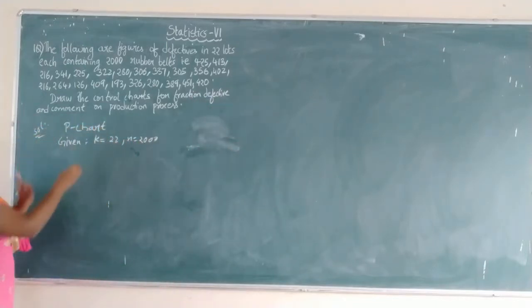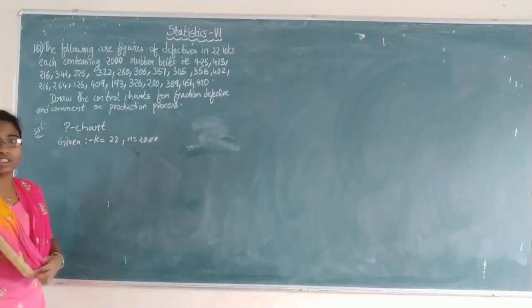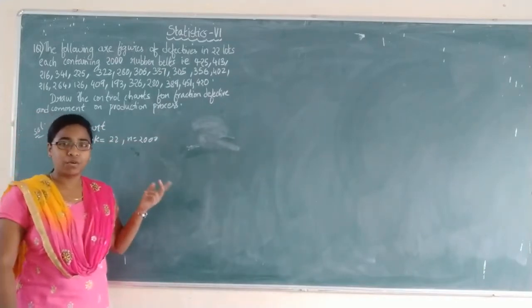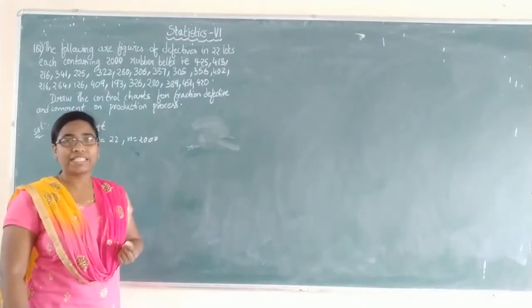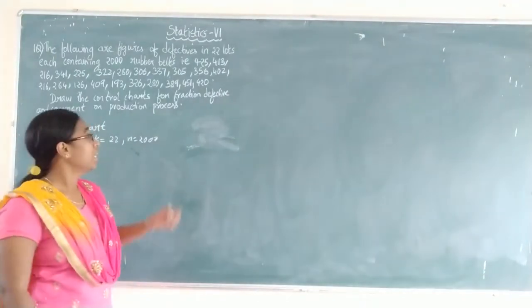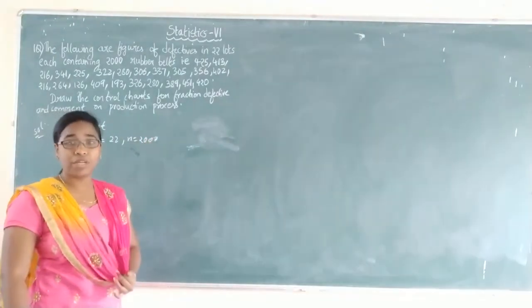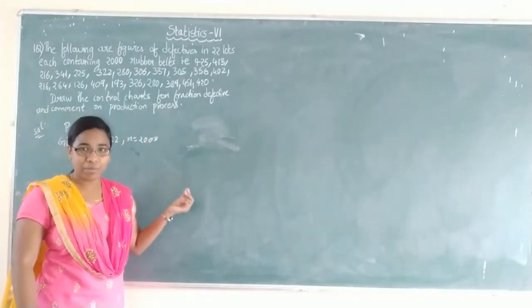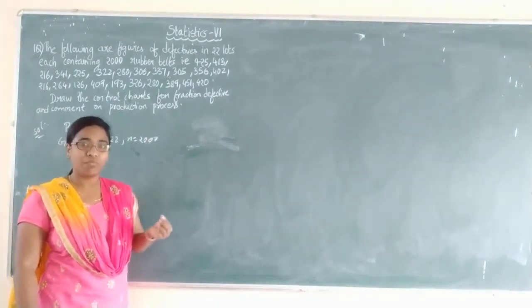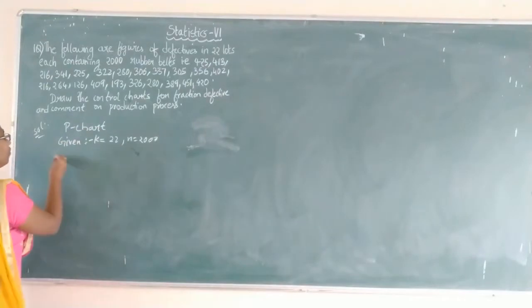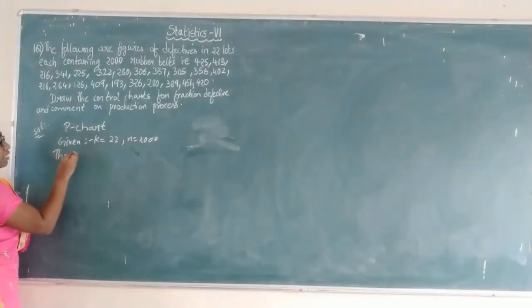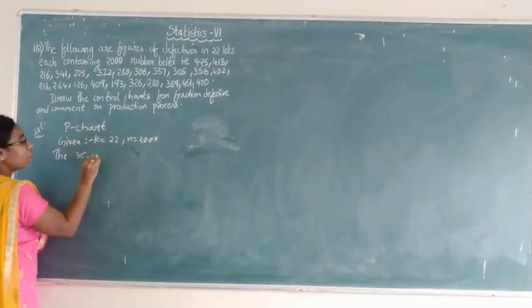Now here the P value is not mentioned. For control limits we have two cases. One is the known case and another is the unknown case. Here the P value is not mentioned, so we will estimate P by using the average of the Pi's. So we will use the second case. Therefore the 3 sigma control limits.